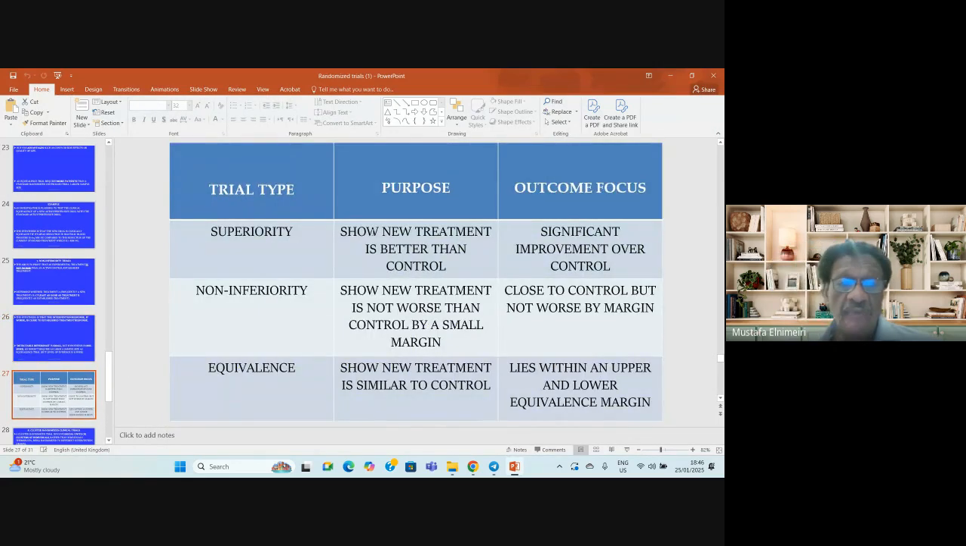Here, we compare between the three types. For example, we look at the trial type, the purpose, and the outcome. The superiority trial shows the new treatment is better than control, and the outcome is significant improvement over control. The non-inferiority trial shows the new treatment is not worse than control by a small margin, so the outcome is close to control, but not worse by the margin. The equivalence trial shows the new treatment is similar to control, and the outcome lies within an upper and lower equivalence margin.